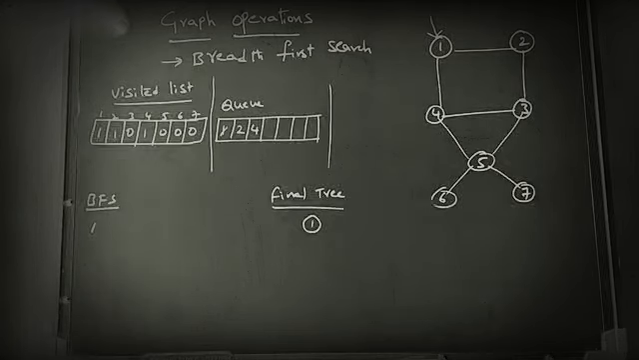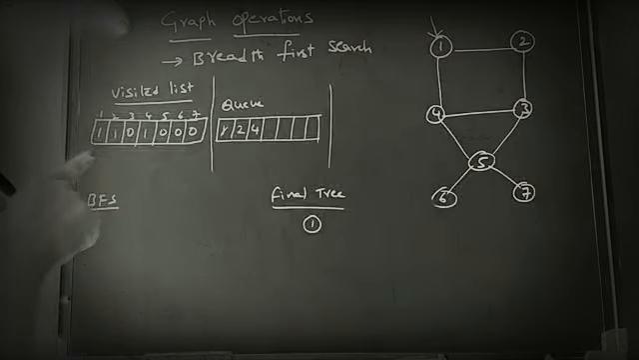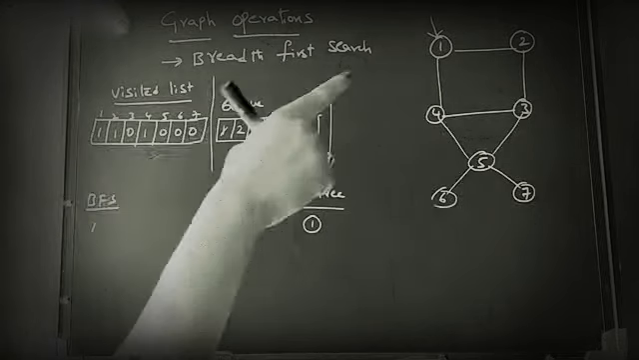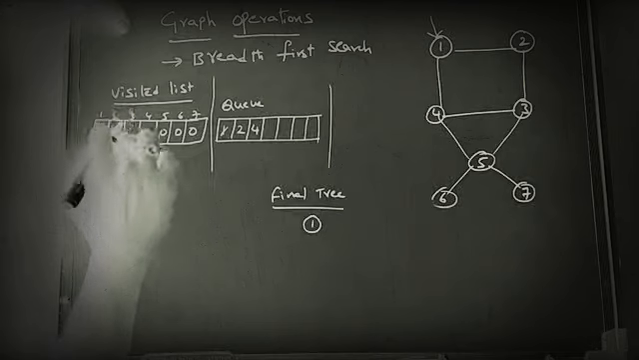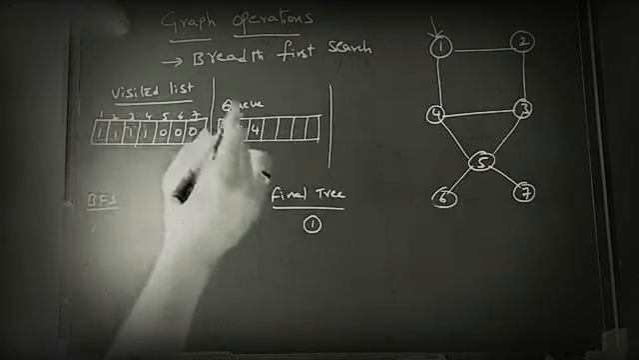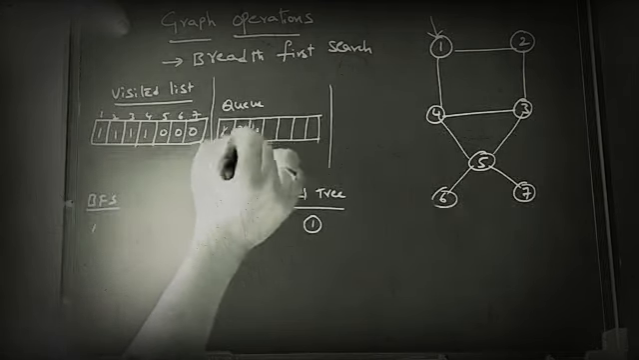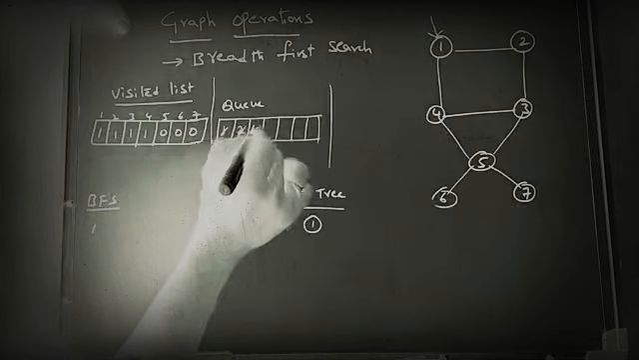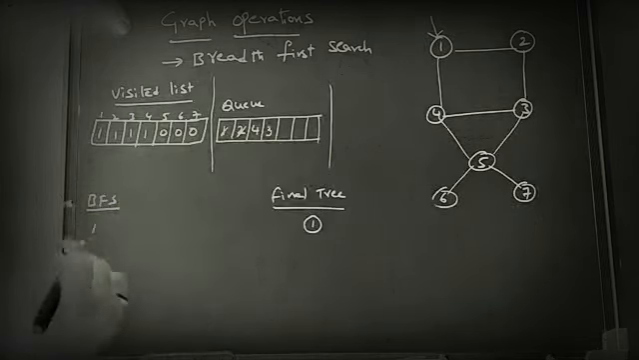Does 2 have any adjacent nodes? 3 and 1. 1 is already visited. You can check the visited list. If it is already visited, it is 1. If it is 1, don't visit the same node again. So 3 becomes 1. So 2 is deleted, and the adjacent node of 2 is 3.